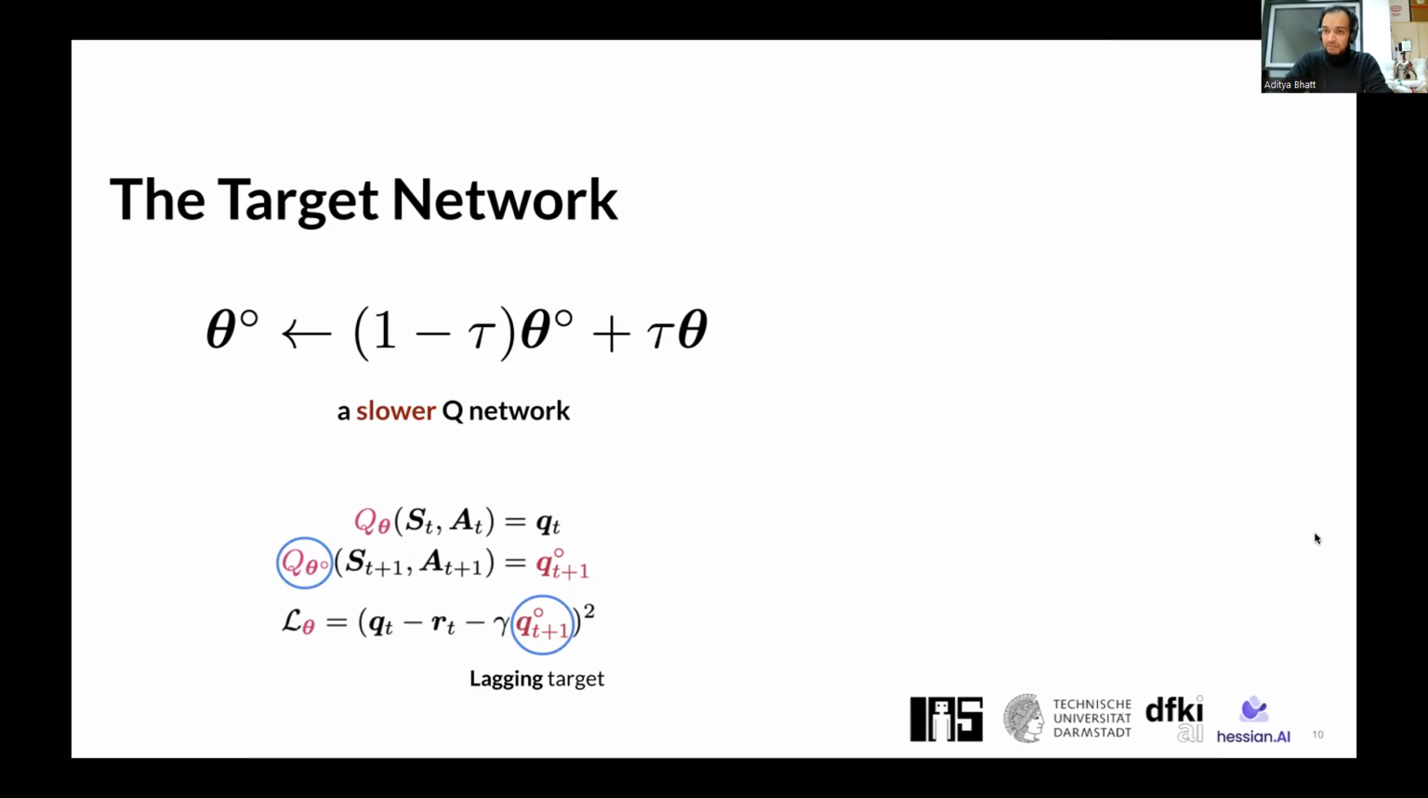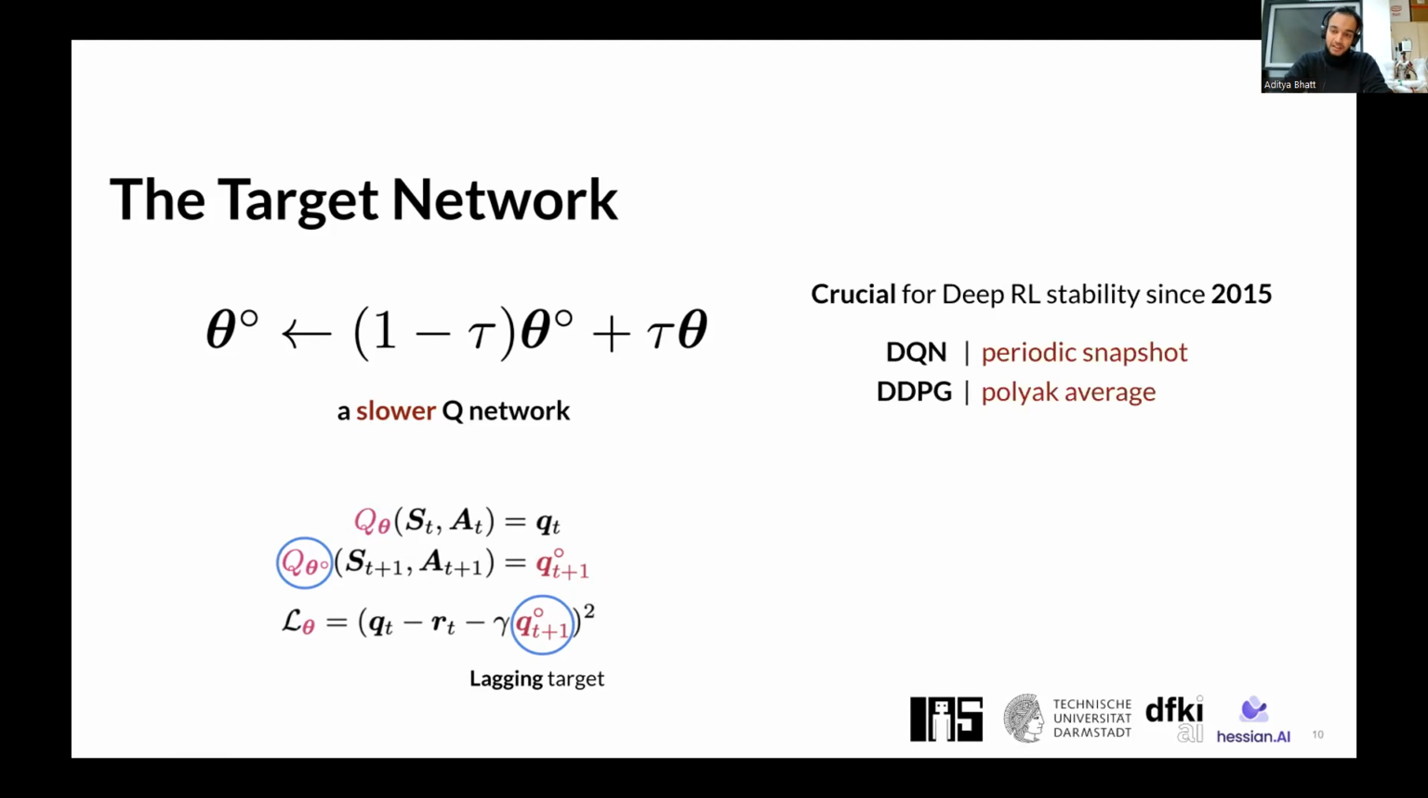And this can be widely regarded as a nasty thing or a necessary evil, because why do you want to slow down your learning? And many have thought this. However, it's been really crucial for deep RL stability. In fact, ever since deep RL became really deep, which is 2015 in DQN, target networks have been a part of it. So target networks first came out with DQN, and the version they used was a periodic snapshot of your live network, every 5,000 steps or so, or probably more.